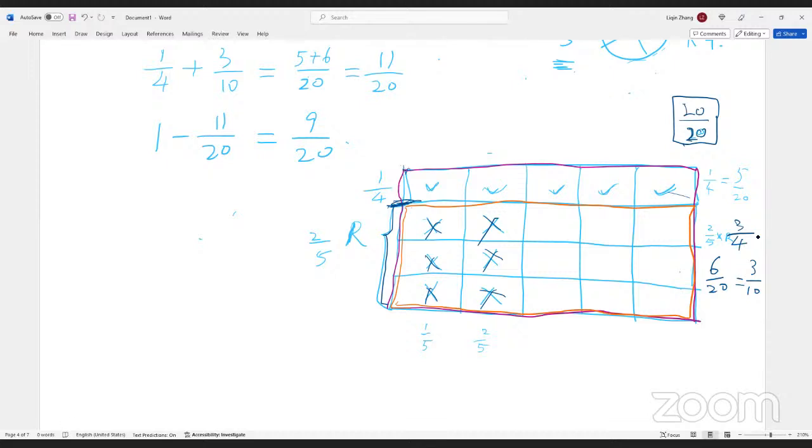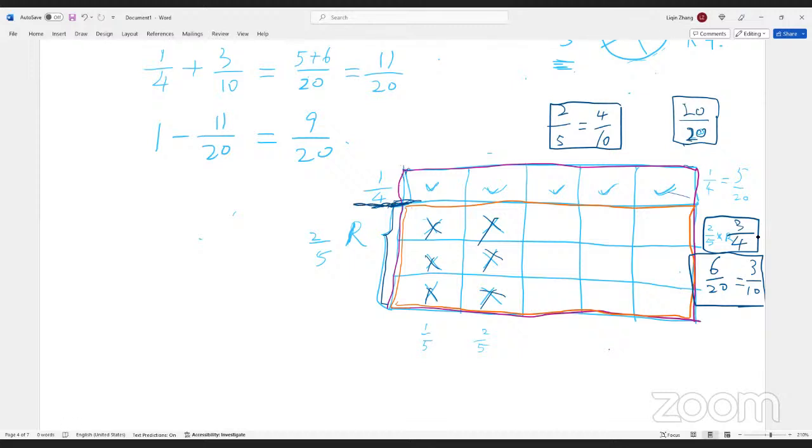So if the 2 out of 5 is for the whole part, it's for the 20 equal parts, 2 out of 5 of 20 equal parts will be 4 out of 10. But if based on the remainder, the 2 out of 5 is 3 out of 10 of the full one, of the original one. So the base is very important.